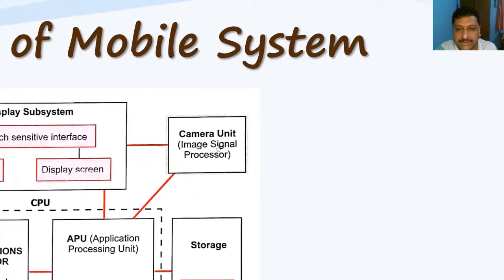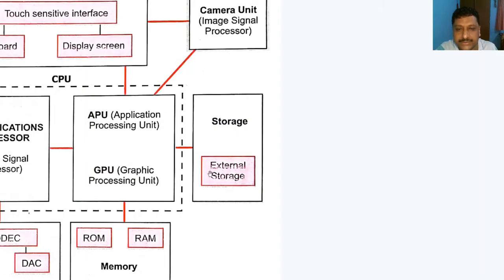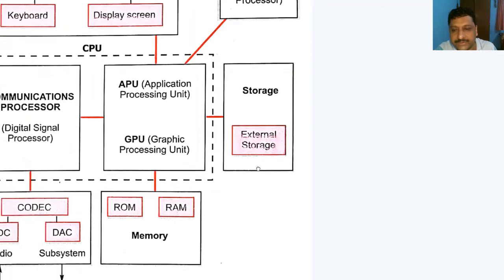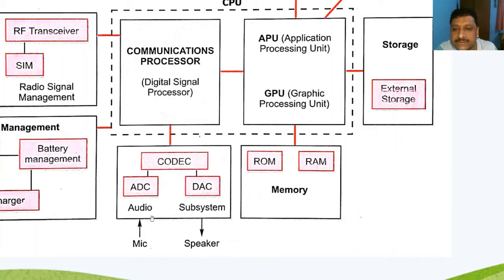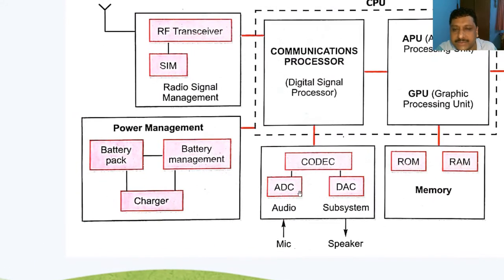Now see the camera utility, camera unit, image processing. See, storage is there: internal memory, external memory, RAM, ROM, so many types, SD card, micro SD card, expandable storage. So many types of storage are there. Now see here primary memory, RAM and ROM memory. Now see here, this is the audio subsystem, microphone and speaker are connected. So many parts are there in a mobile system.